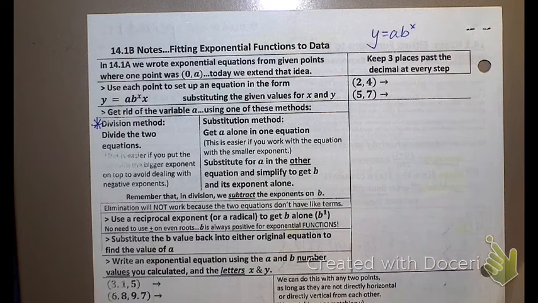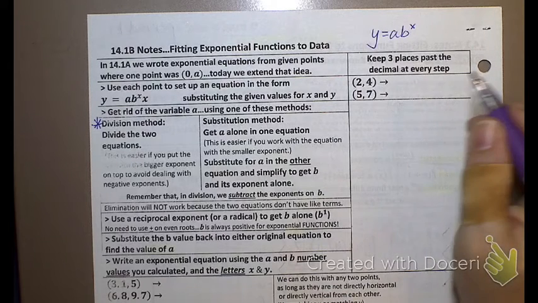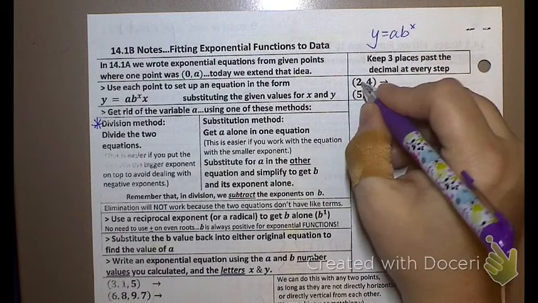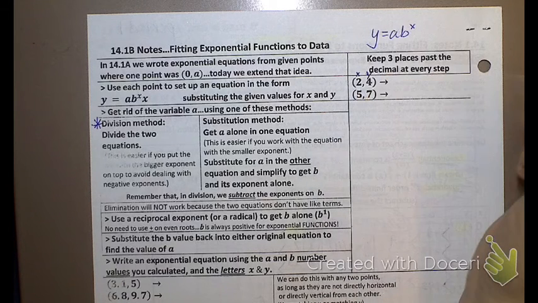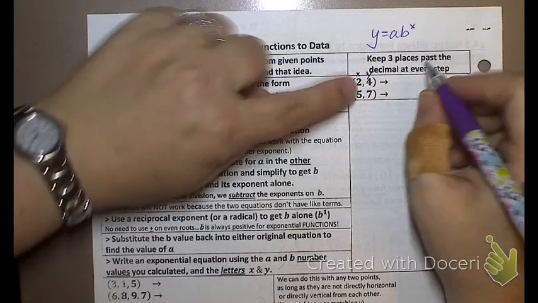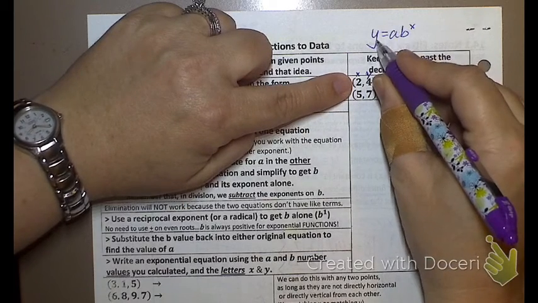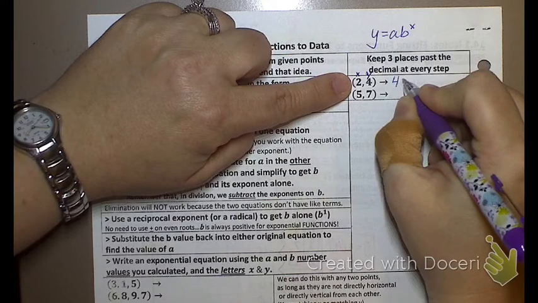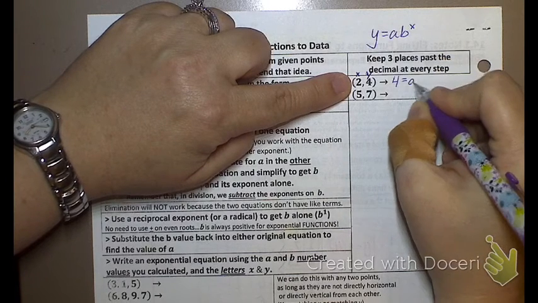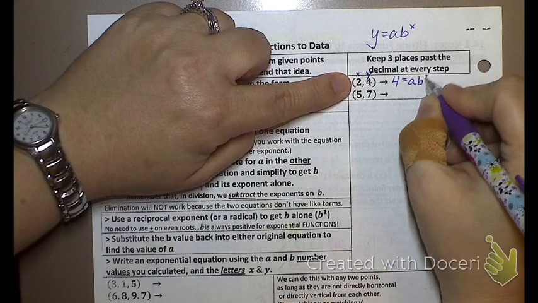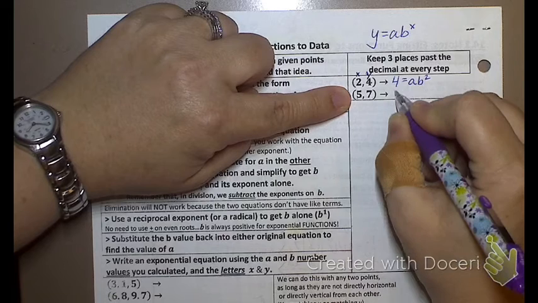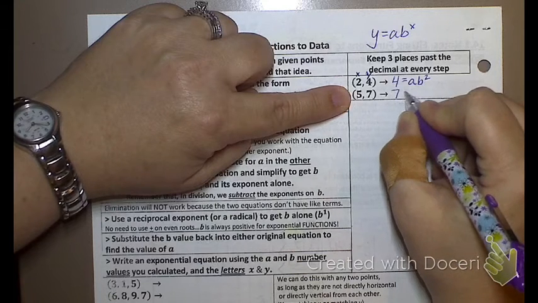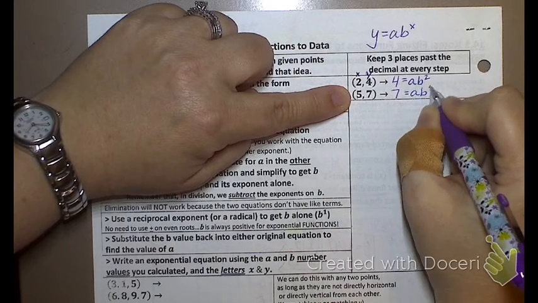And we're going to start off with the first point, plugging in x and y into this equation. Because if I'm given an ordered pair, aren't I given x and y? Yes? So if I plug x and y into here, what's going to go in for y? 4 equals ab to the what? Second. And if I did the same thing with this point, here's my x, here's my y, I would have what? 7 equals ab to the fifth.